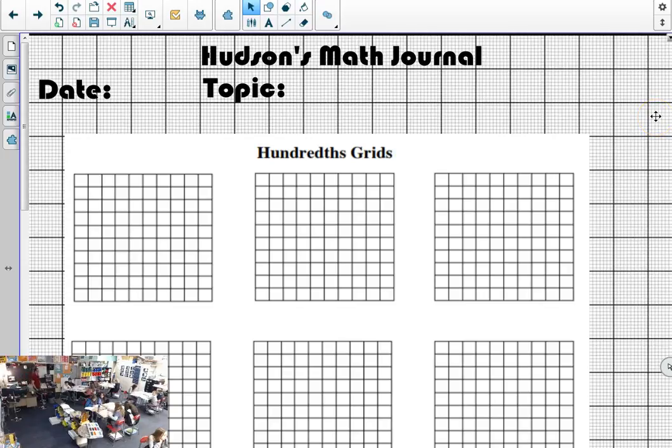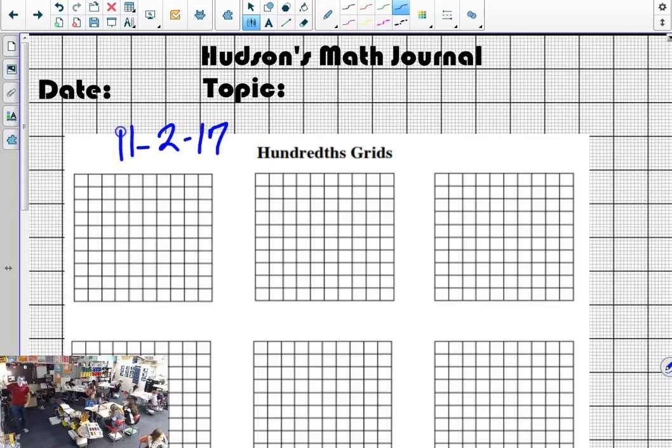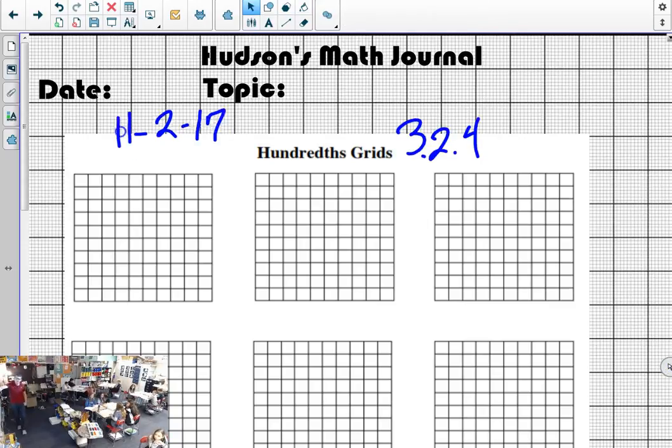Now, because we're using your hundredths grid today, if I was you, I'd throw a date on here. It's 11/2. We're using this first on lesson 3.2.4. But also in my notes, that just goes up here.